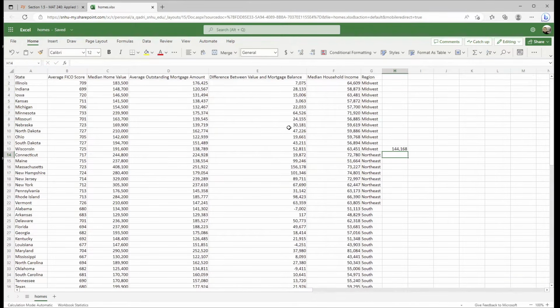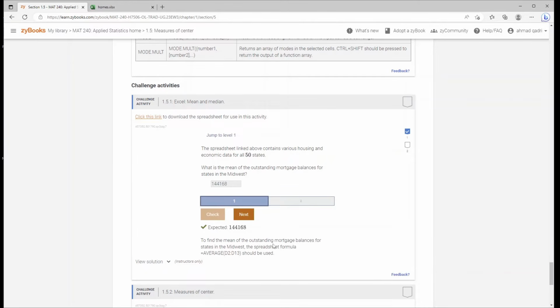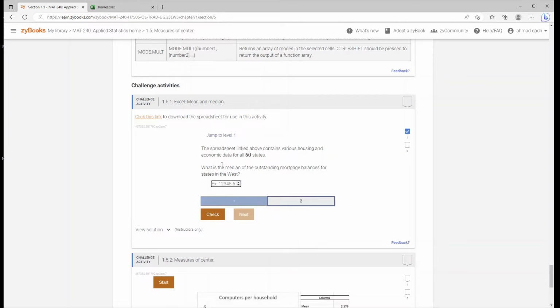And so the answer is 144,168. So I will go back here and just type this 144,168. And that is the correct response. Now the next question is, what is the median of outstanding mortgage balance for states in the West?